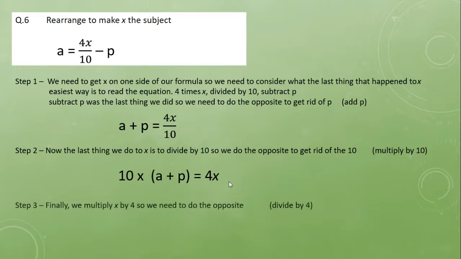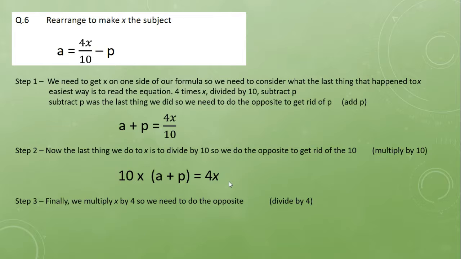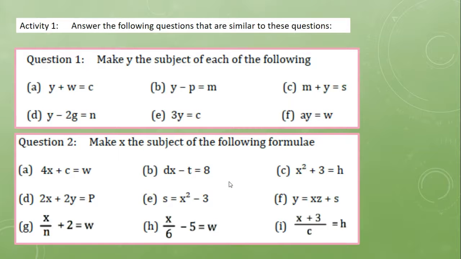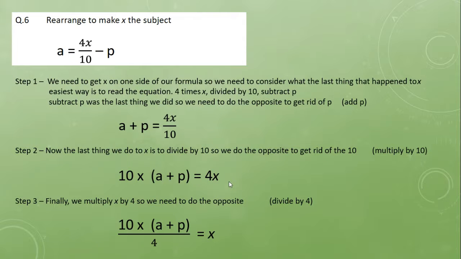Now, step 3, we're going to multiply. We multiplied by 4x, so we're going to divide by 4 to get x on its own. So we're going to have 10 multiplied by a plus p, divided by 4, equals x. Now I could have written that as 10a plus 10p divided by 4. That would be okay, but that is fine as it is.